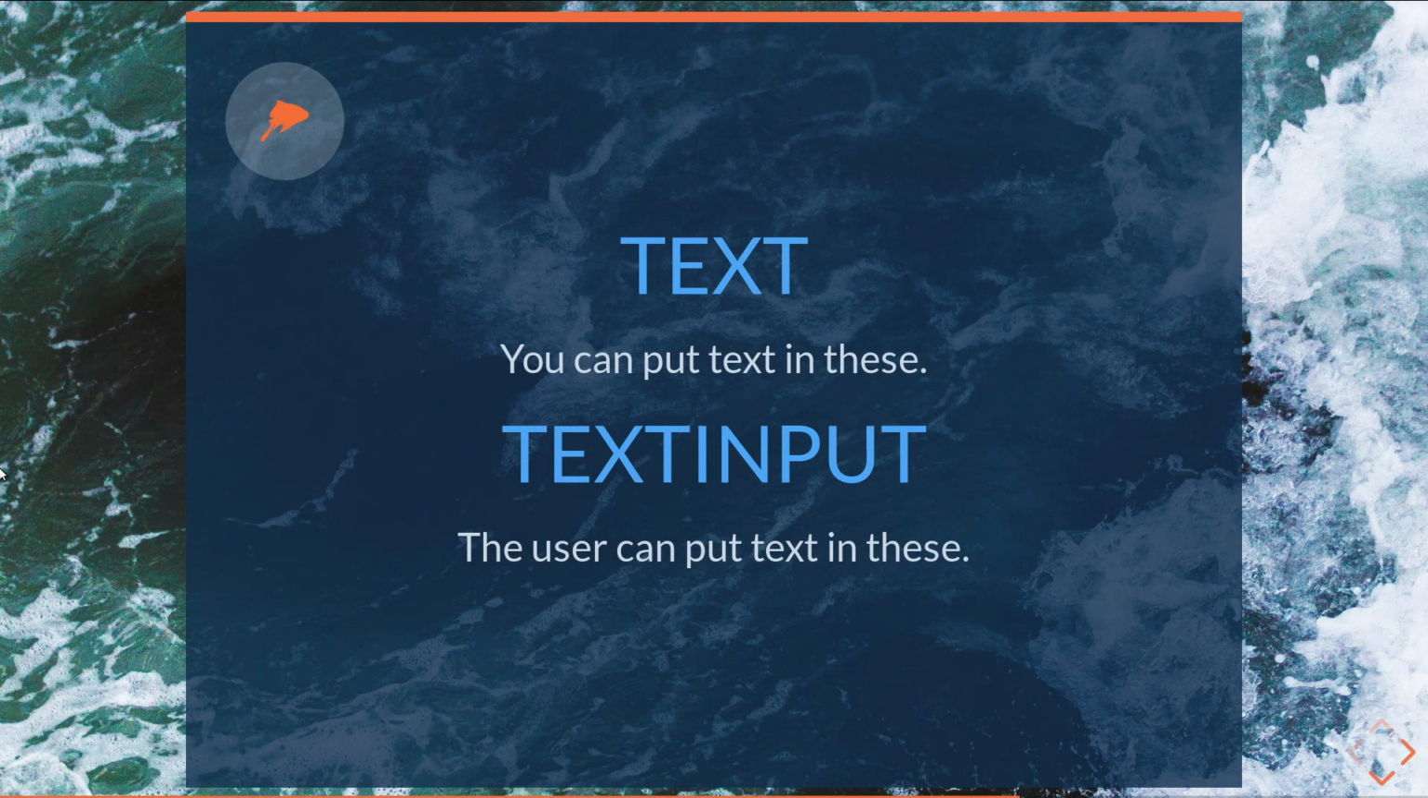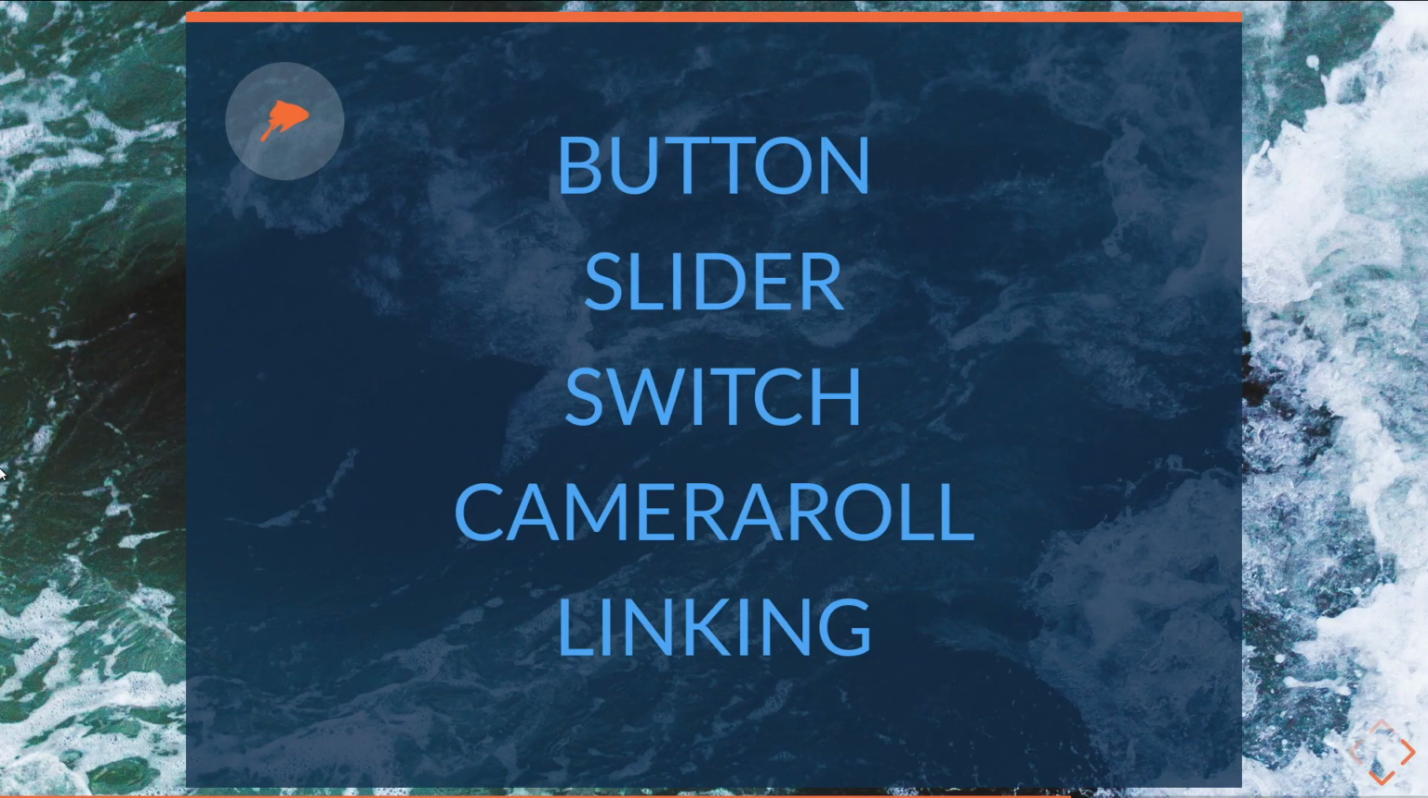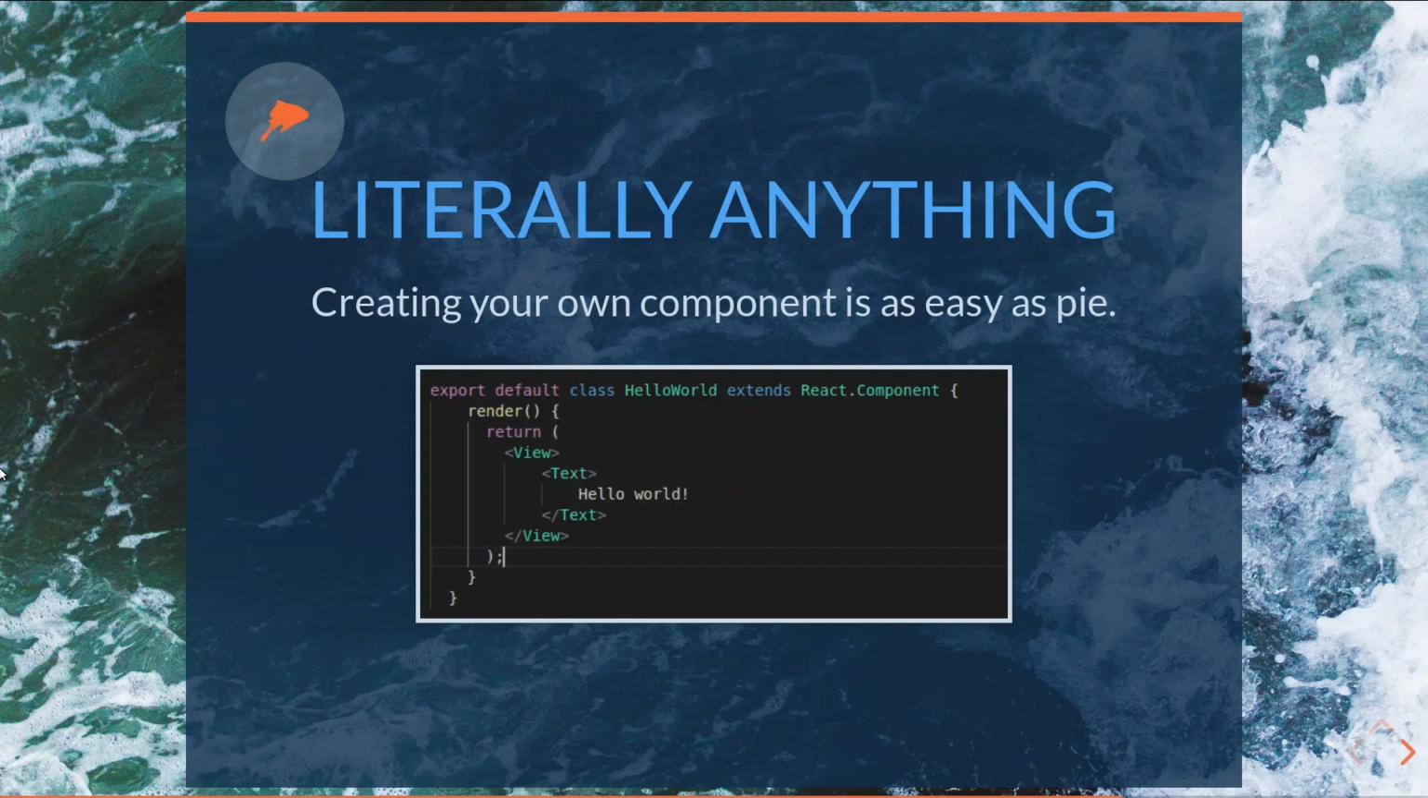There's text inputs, which the user can put text in there, and that's stored in the state. And you can pull out the text that's currently in there through the state. Accessing the state, you would just say this.state.text, pull it out, and do whatever you want with it. Then there's buttons, sliders, switches. You can access the phone's camera roll. You can create links. They're all documented on the React Native docs if you want to read more about them. I'm just going to list them here because you're probably going to run into them at some point or another. And anything else you want.